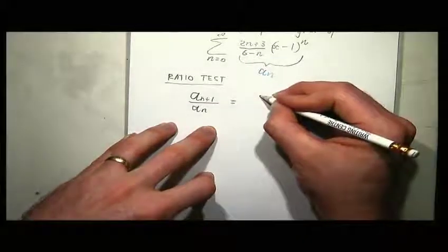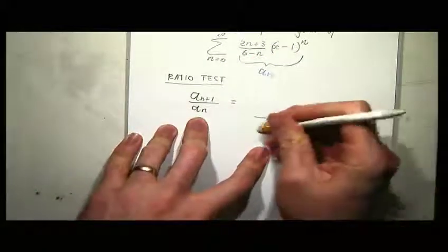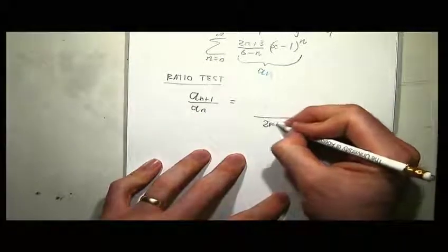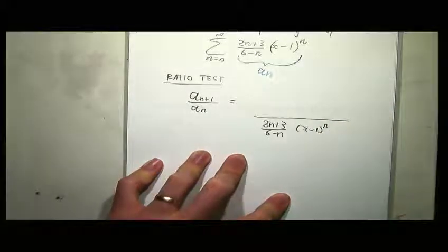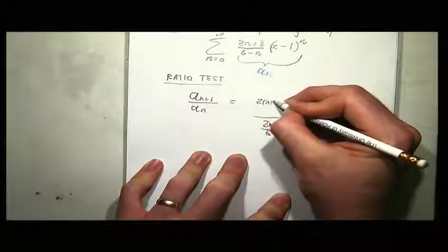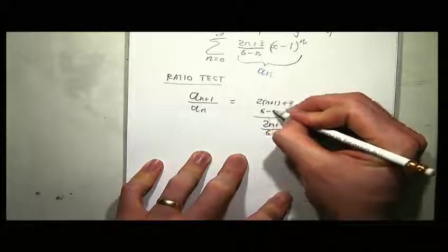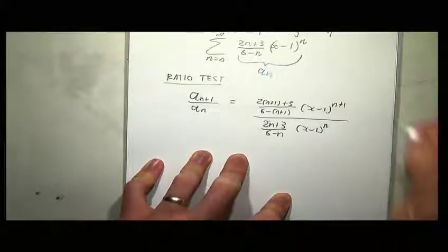So, that means I'm going to get, on the bottom, exactly what I have here. And on the top I'll have exactly this, but with all the n's replaced with n plus 1s. Like that. Now, I write it this way, and then sort of skip most of it. Okay, so let's just walk through this.